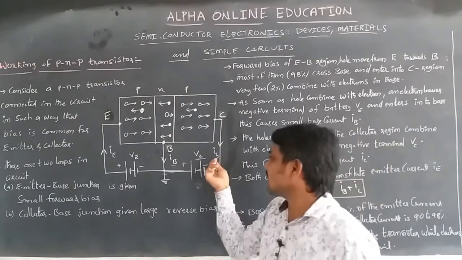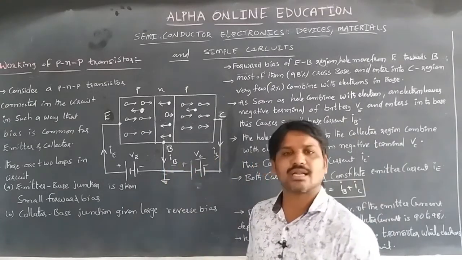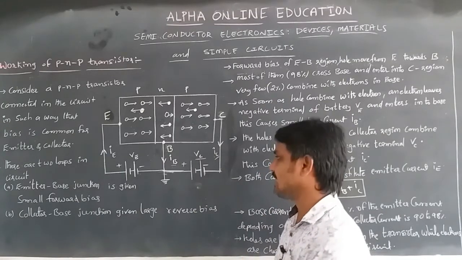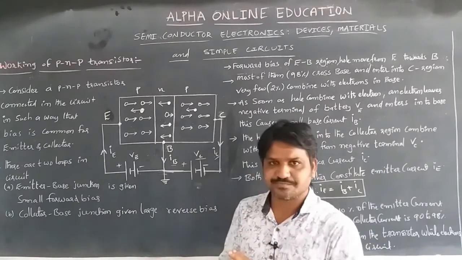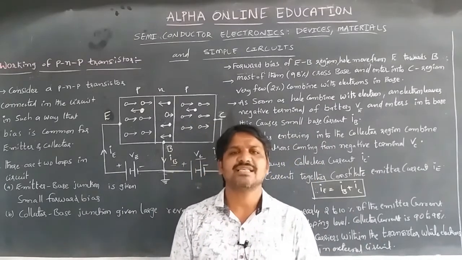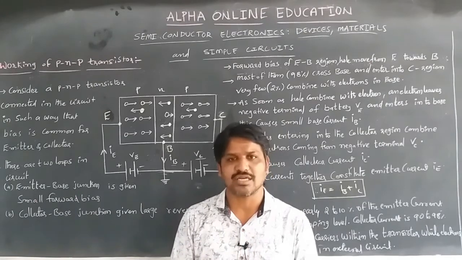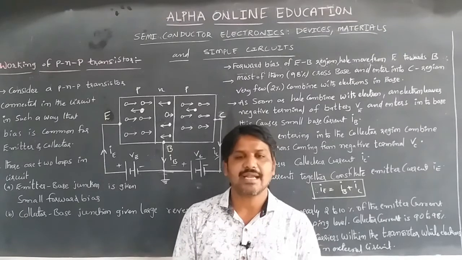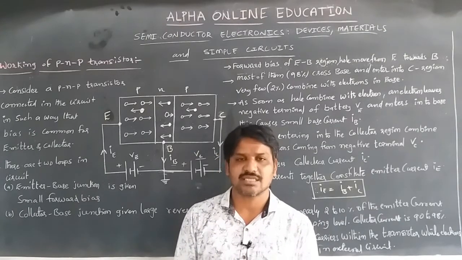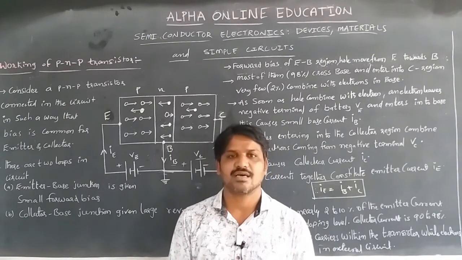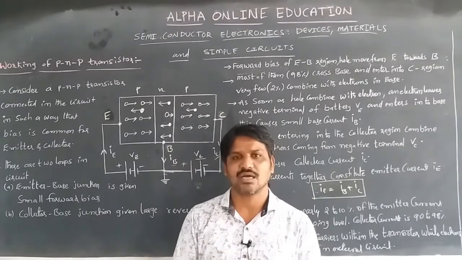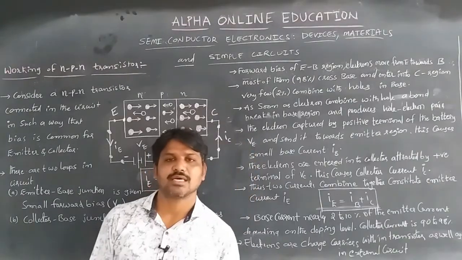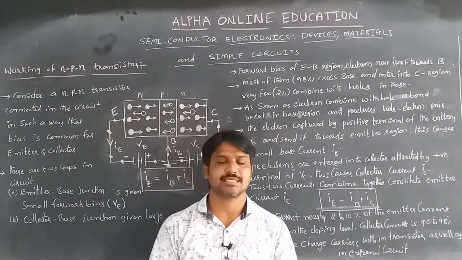So the collector current and base current together constitute the emitter current. In that emitter current, the base current is 2 to 10%, meaning a small amount of base current constitutes the emitter current, and most of the current is collector current, up to 90 to 98% of the emitter current. This is about the working of a PNP transistor.